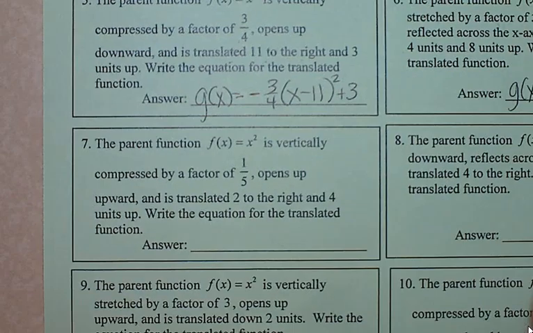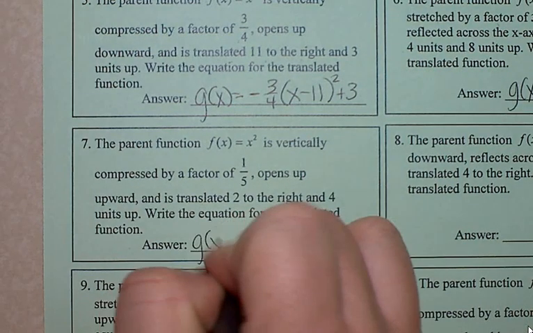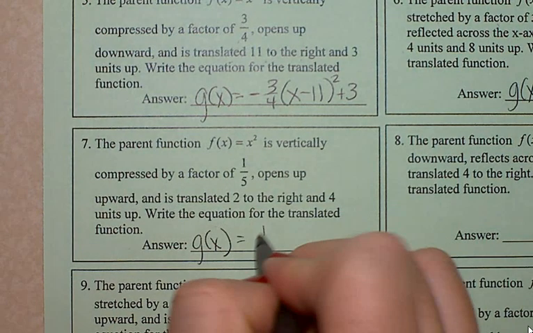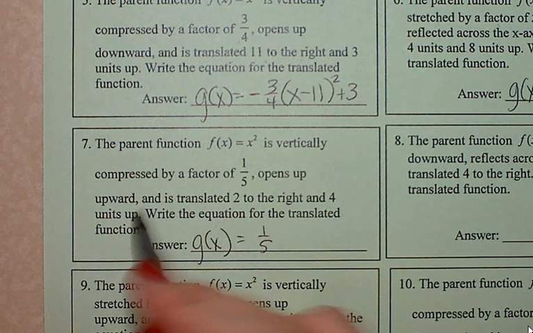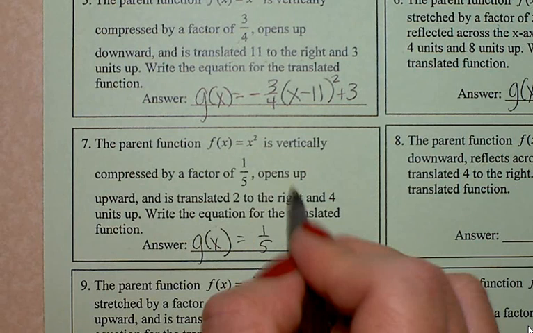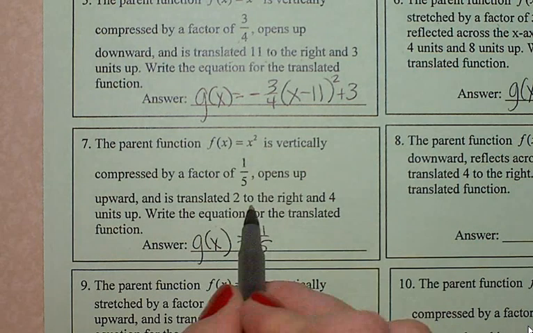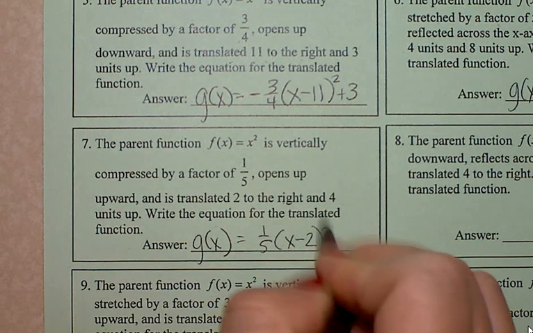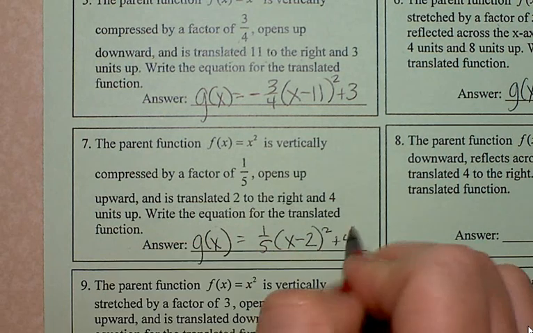Number 7, g of x, we have a parabola that is compressed, so it's flattened out by 1/5. This time it opens upward, so you could put a plus sign, but it's not needed. If you don't see a sign, it's assumed it's positive. So it opens upward. It's translated to the right, so x minus 2 quantity squared, and up 4 units from that position.